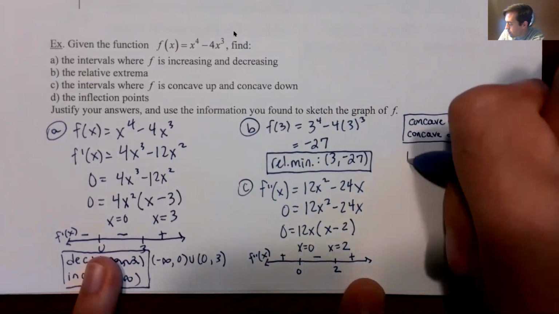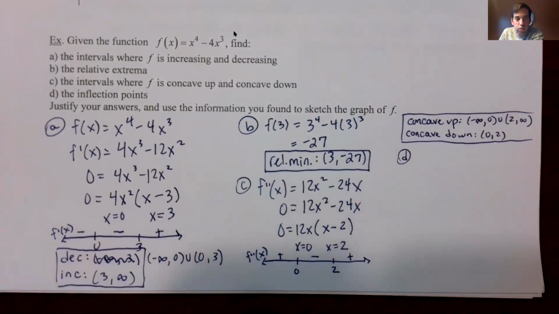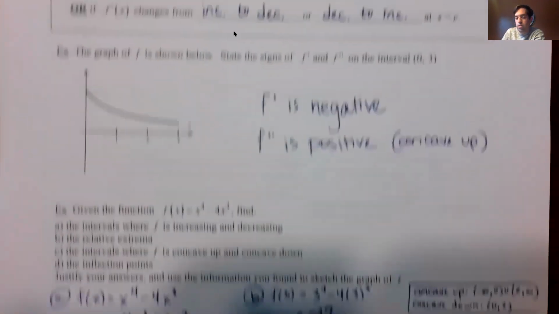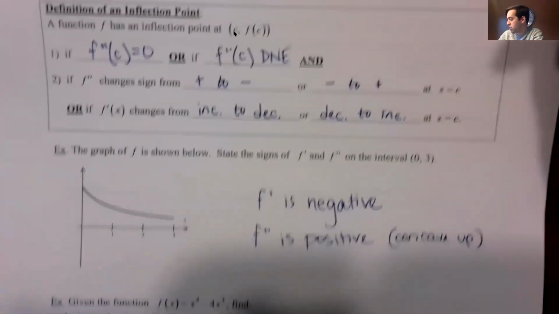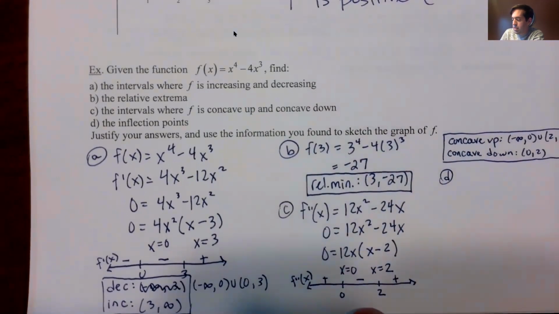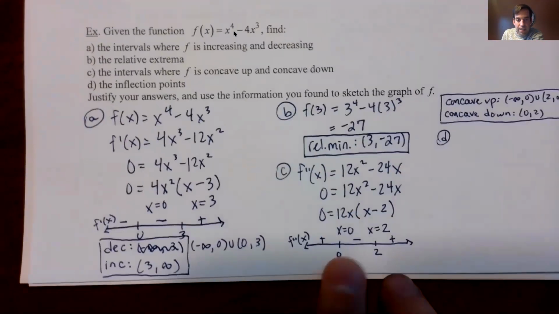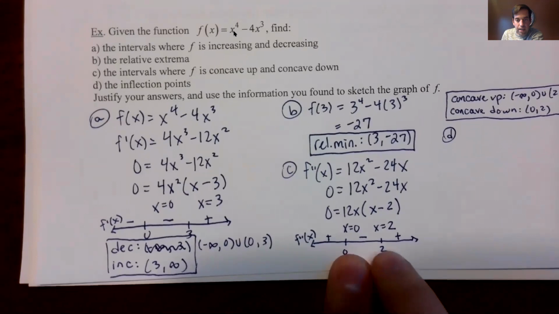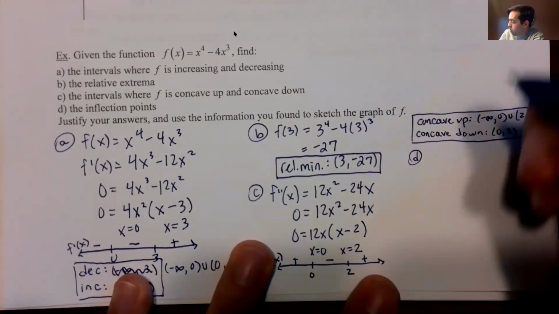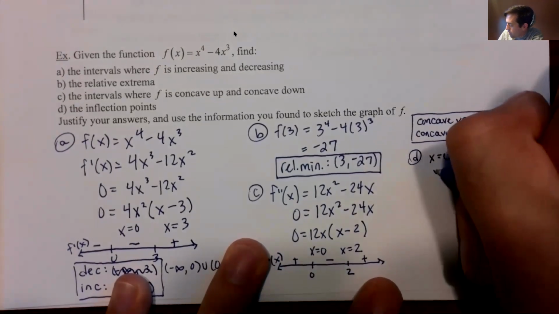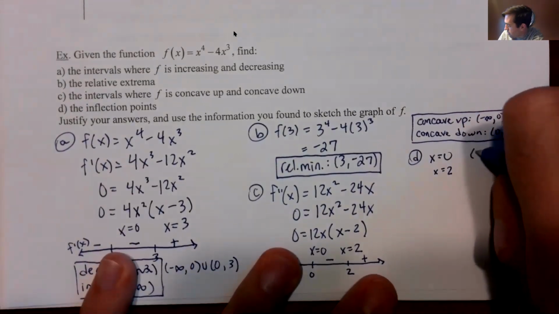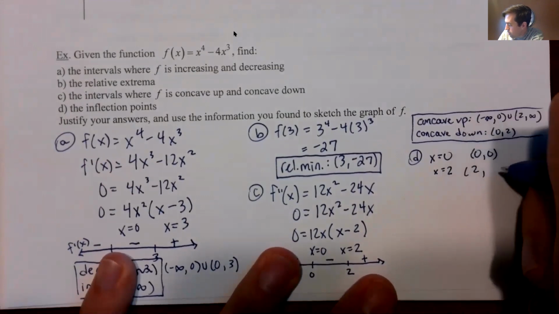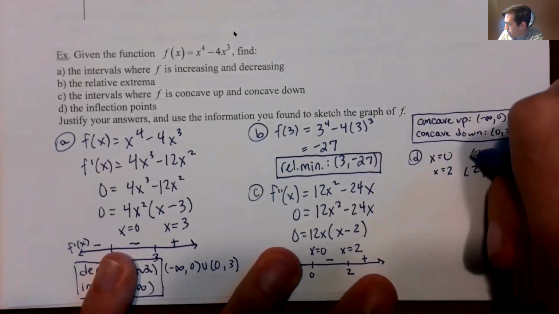Letter D. Inflection points. So inflection happens, remember, whenever the second derivative is 0 or doesn't exist, and the second derivative changes sign. So this happens twice. At 0, the second derivative changes sign, and at 2, the second derivative changes sign. So we're going to use 0 and 2, and we're going to plug those into the original function, and we're going to get 0, 0. And if we plug in 2, we get negative 16 as the y value.